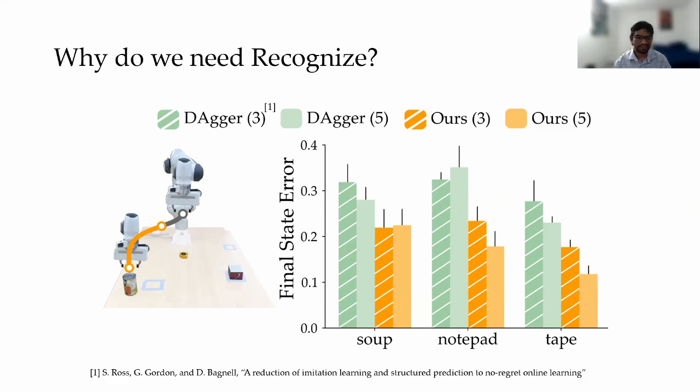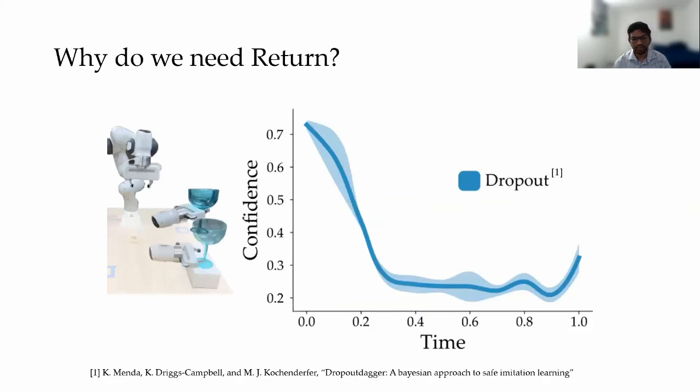This shows that instead of just averaging the human behavior, our method identifies goals and exploits that information to reach closer to the goals. In our second experiment, we consider the importance of a separate module for return. Here, a simulated human reached for a wine glass and picked it up 5 times. We compare the confidence in this previously seen task between our method, which has a dedicated module for return, and a safe imitation learning baseline called Dropout Dagger.